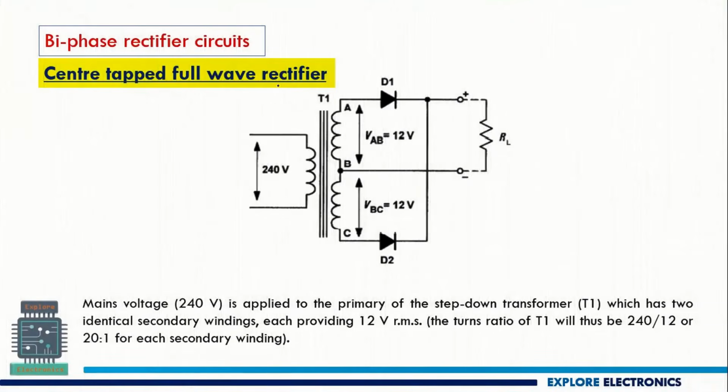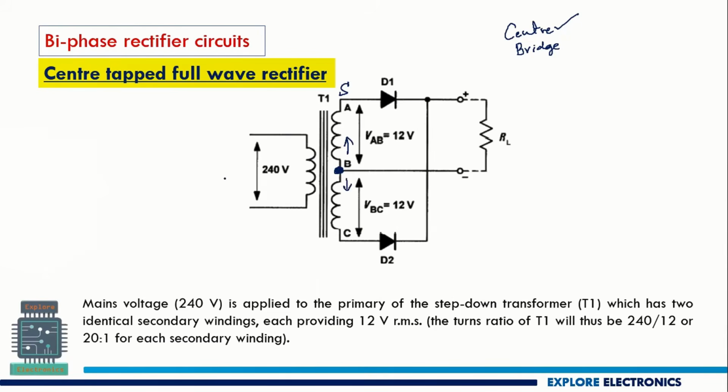In the full wave rectifier, we have two types. One is the center tapped full wave rectifier, and the other one is the bridge rectifier. So here we are discussing the center tapped full wave rectifier. In the center tapped full wave rectifier, as the name itself says, the secondary coil of the transformer is tapped in between at the center, and we are splitting the secondary coil into two parts like this.